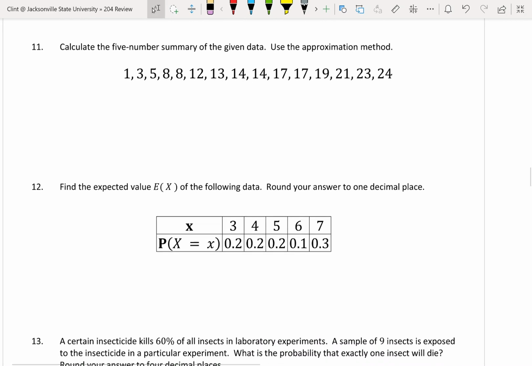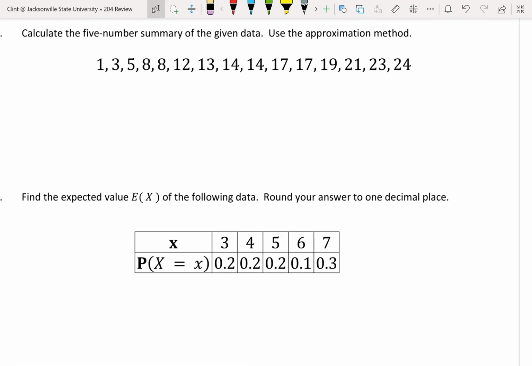All right, number 11. Let's calculate the 5-number summary. I got them in order already. That's a lot of numbers, have to reorder. So 5-number summary, what numbers are in there? That's one thing we got to remember. We want the min, Q1, Q2 or the median, Q3, and the max.